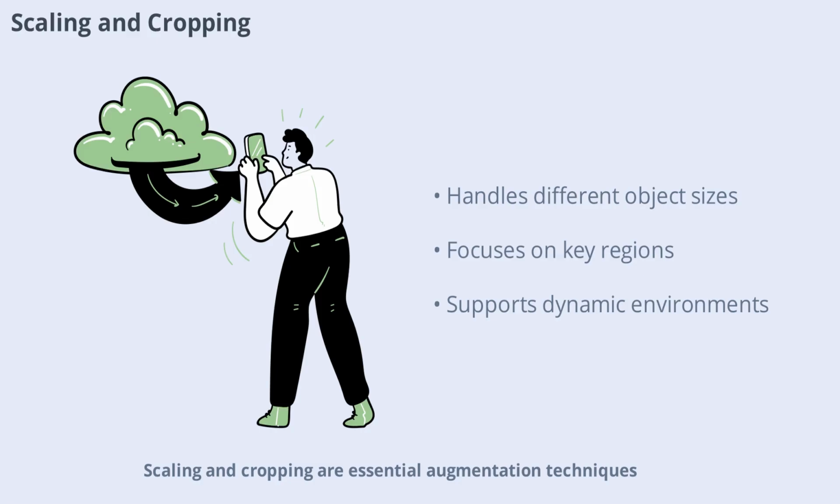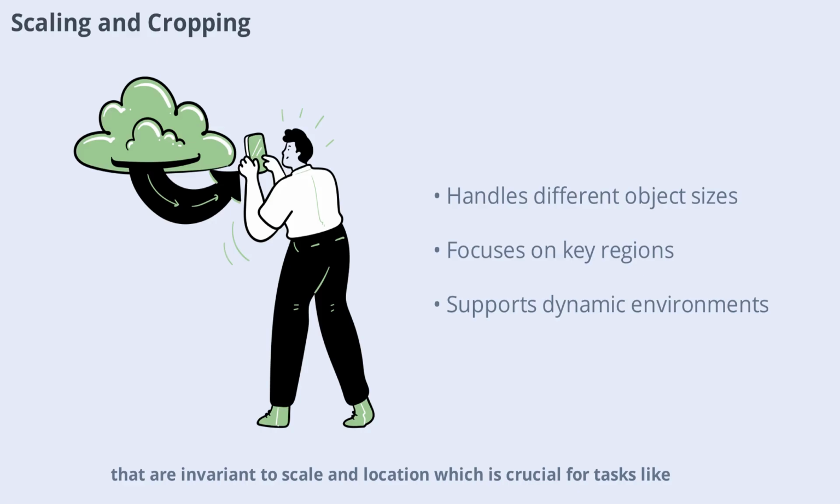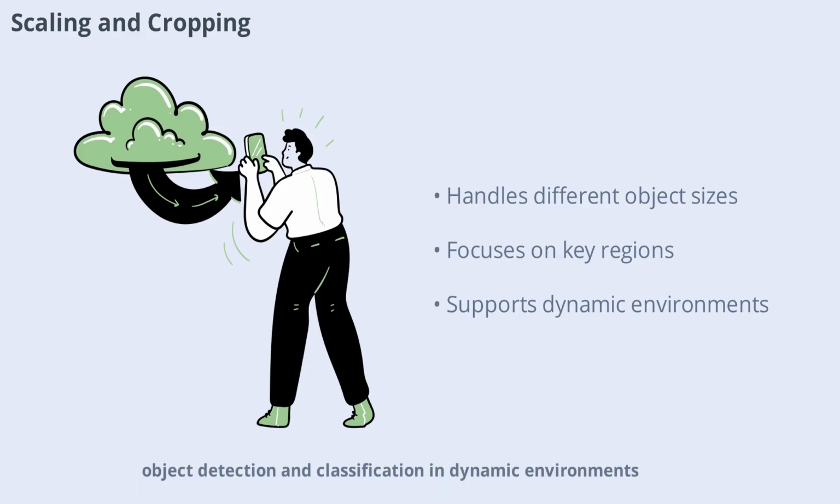Scaling and cropping are essential augmentation techniques that change the size and focus of images. By resizing images or cropping different regions, we expose the CNN to various object sizes and positions. This encourages the model to learn features that are invariant to scale and location, which is crucial for tasks like object detection and classification in dynamic environments.